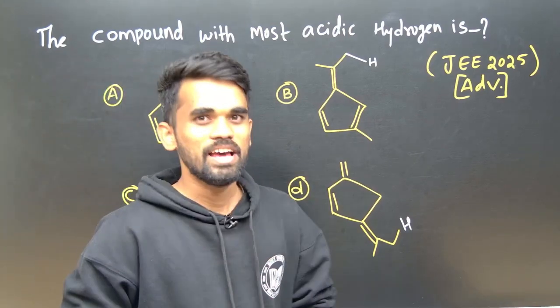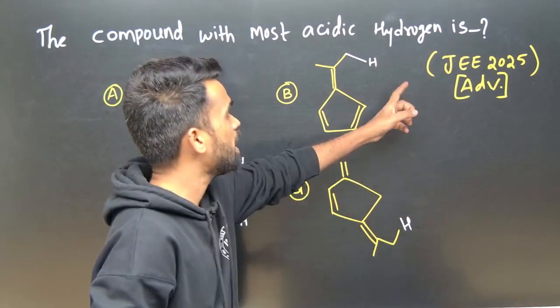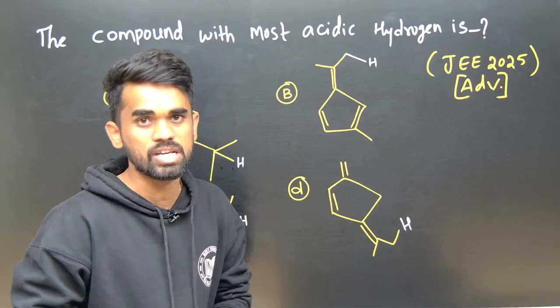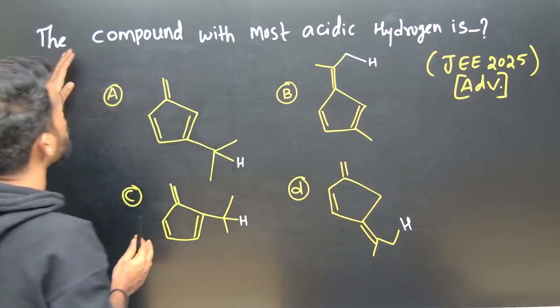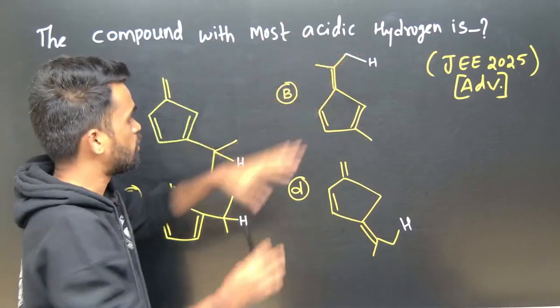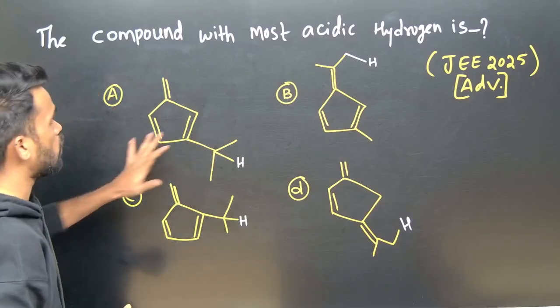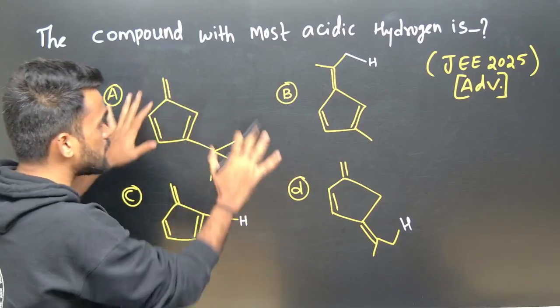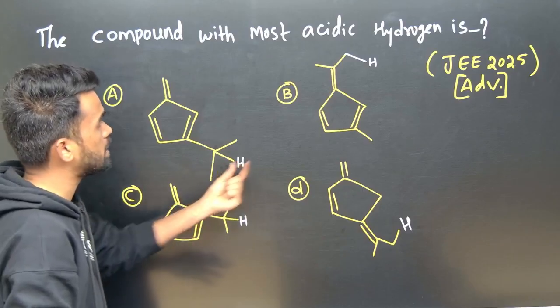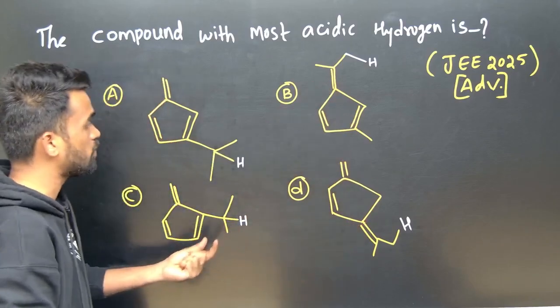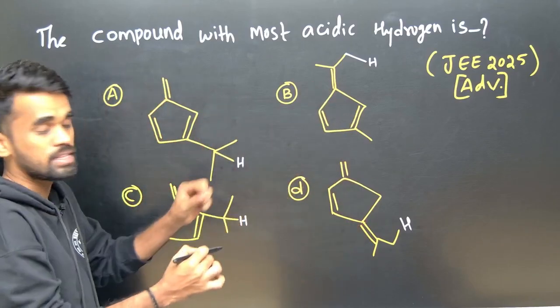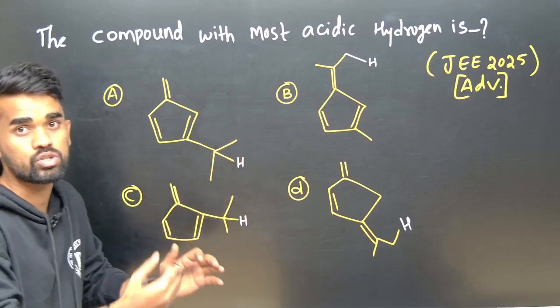Hello my dear students. So here we have a question from the JEE Advanced 2025 examination, and the question is: the compound with the most acidic hydrogen from these four compounds is. So how can we identify it? They have given four options. In each of these compounds they have highlighted a hydrogen atom, and we need to identify in which of these four options the more acidic hydrogen is present.